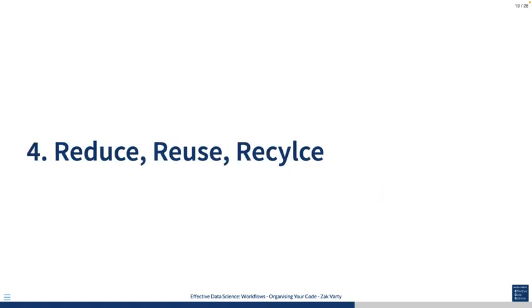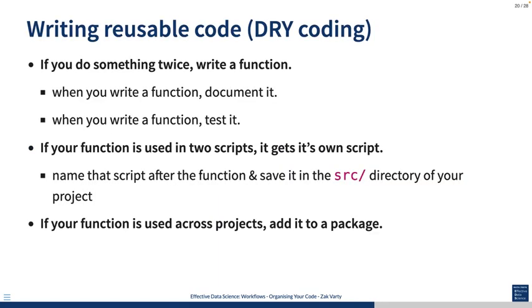In the final section of this video then, we'll look at how you can make your workflow more efficient by reducing the amount of code you write, as well as reusing and recycling the code that you've already written. This idea of making your workflow more efficient by reducing, reusing, and recycling your code is summarized by the DRY acronym. Don't repeat yourself. This can be boiled down to 3 main points. If you do something twice in a single script, then write a function to do that thing. If you want to use your function elsewhere within your project, then save it in a separate script. And if you want to use your function across projects, then add it to a package.